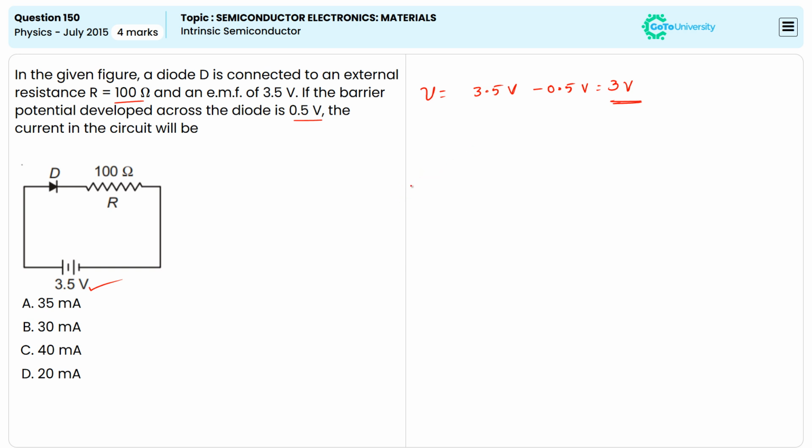Then, the equation representing Ohm's law for this circuit is I equal to V by R, where I is the current, V is the potential difference and R is the resistance. Then I is equal to V by R, with V equal to 3 and R equal to 100. We get the answer 3 into 10 to the power of minus 2 amperes, or we can write 30 milliamperes. So option B is the right answer.